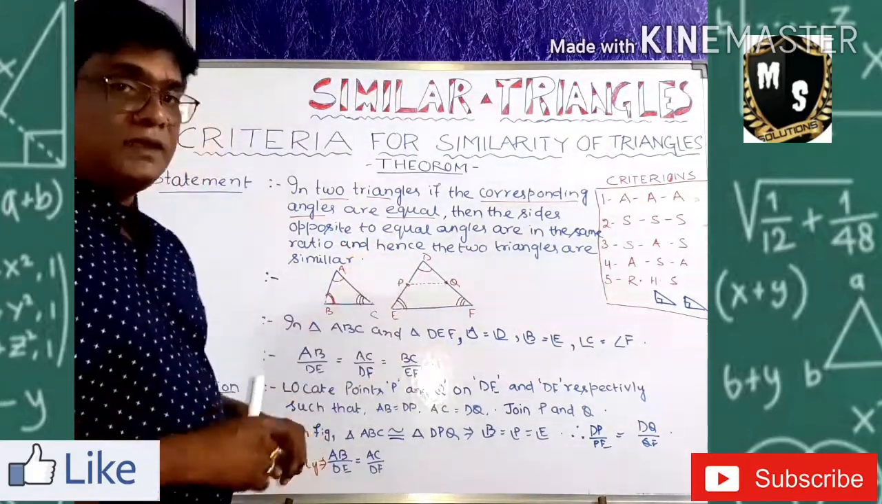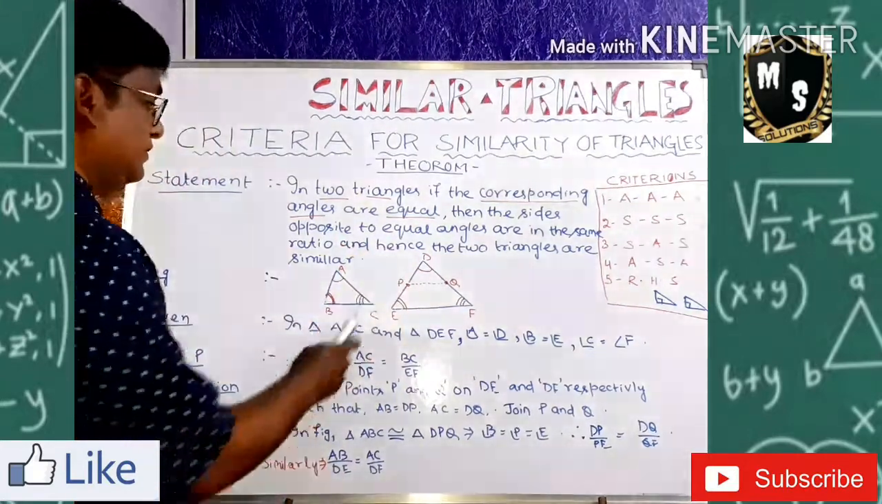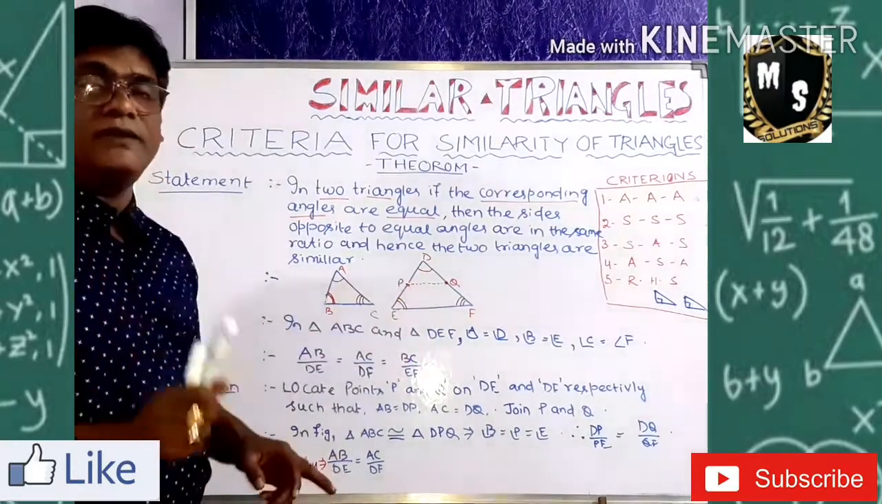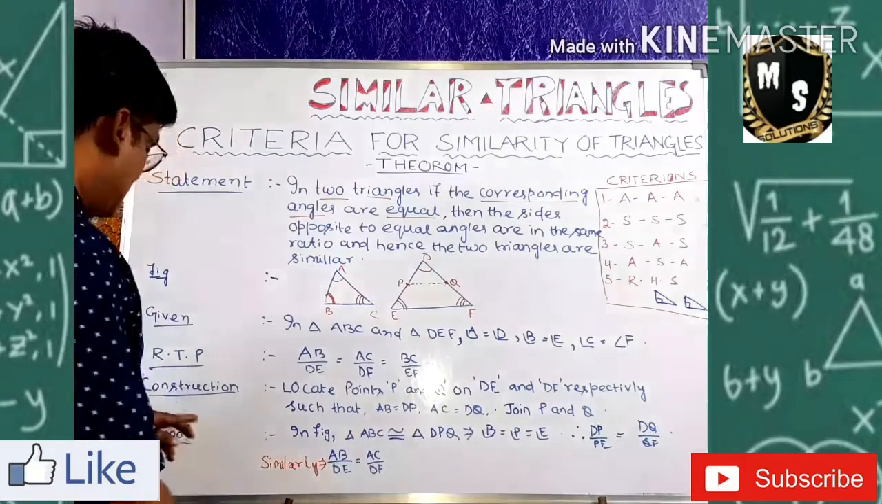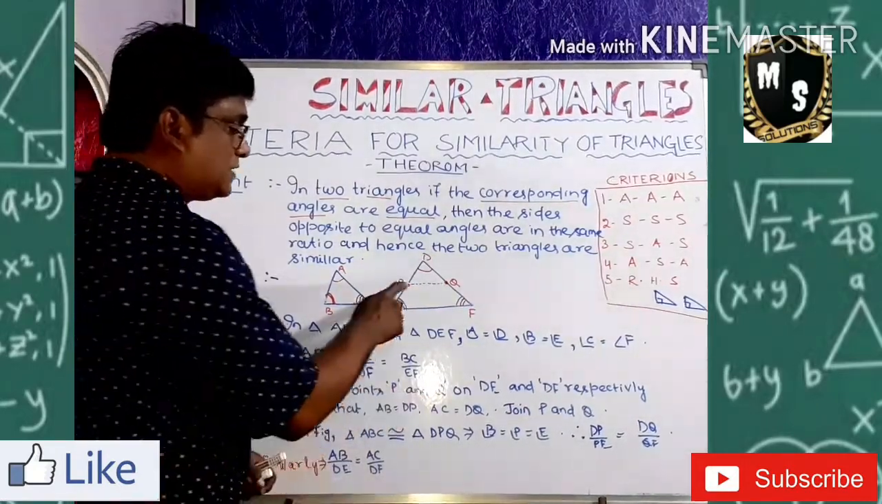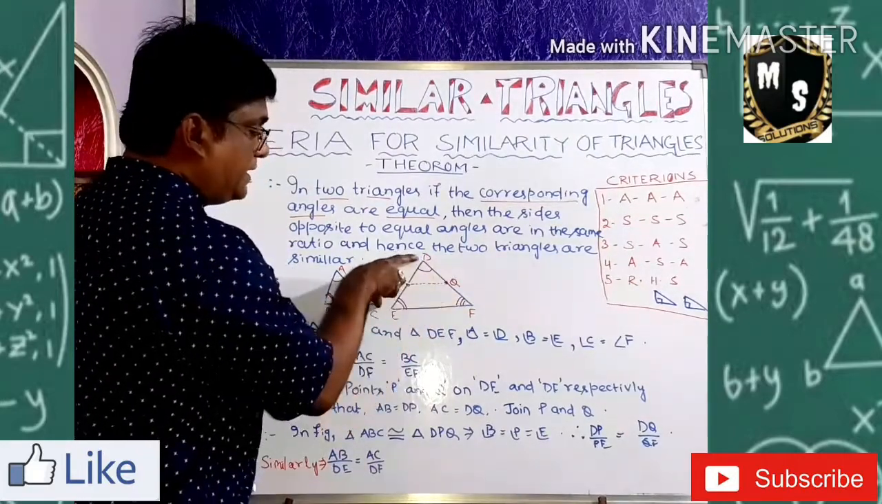Understood now? Now one thing I did here, that is in the red mark, that is my construction in dotted line. So in dotted line all are constructions. Construction: locate points P and Q. You have to locate points P and Q on DE and DF.